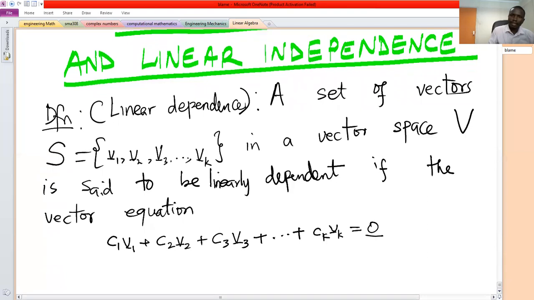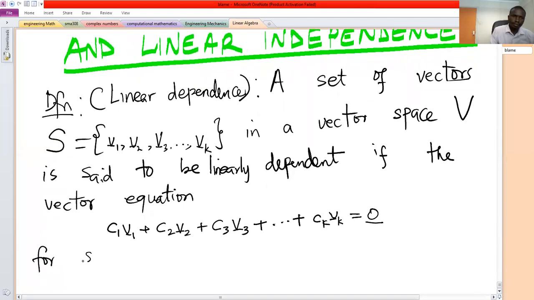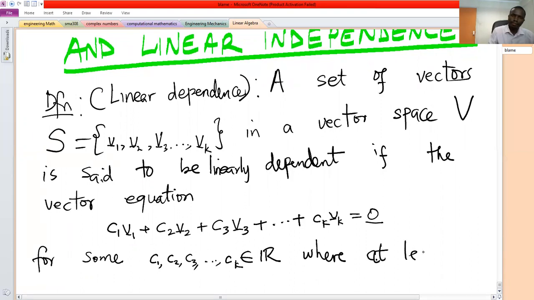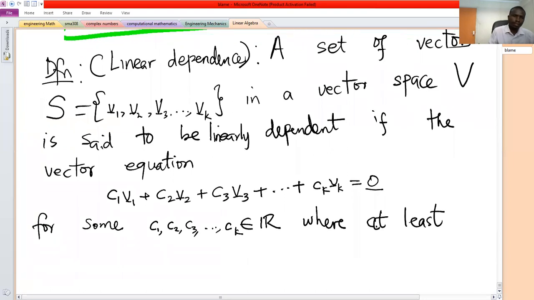for some scalars C1, C2, C3 up to CK. These are real numbers, where at least one of the Cis, C1, C2, C3 up to CK, is non-zero.